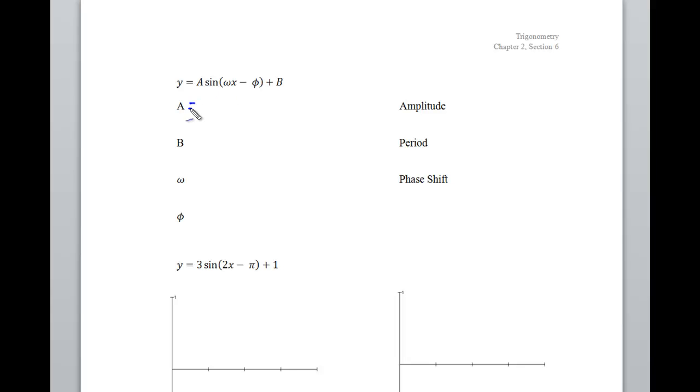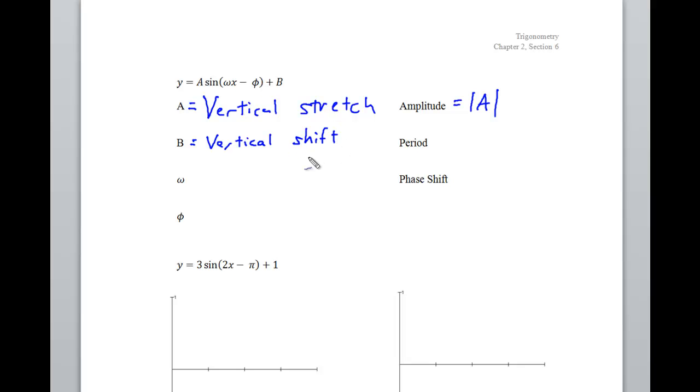We're going to look at a, which is the number in front of our sine or cosine function, and this was our vertical stretch. And the vertical stretch allowed us to do the graph faster or slower, and the amplitude is going to be the absolute value of a. B is going to be our vertical shift to shift the graph up and down several whole number units. And we will look at an example on the page with that.